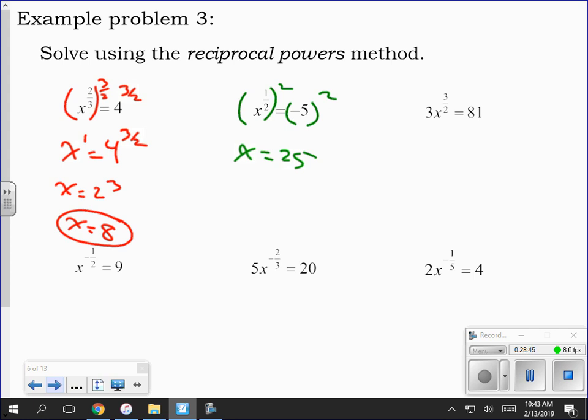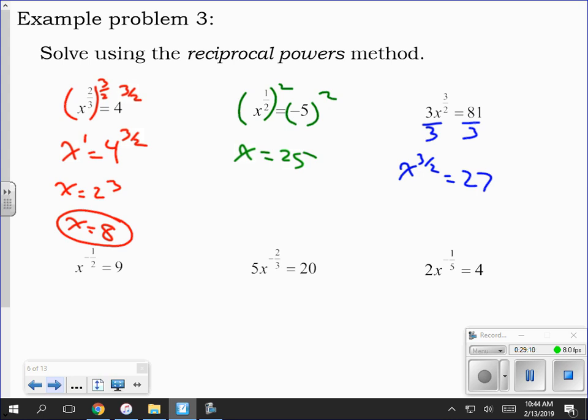What's the difference on the next one from the previous two? It's not just x to some power, there's something else. I need to get x to some power by itself. So my first step is to actually divide both sides by 3. That gives me x to the 3/2 equals 27.